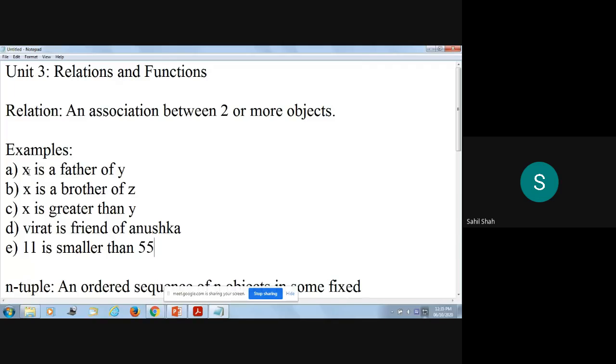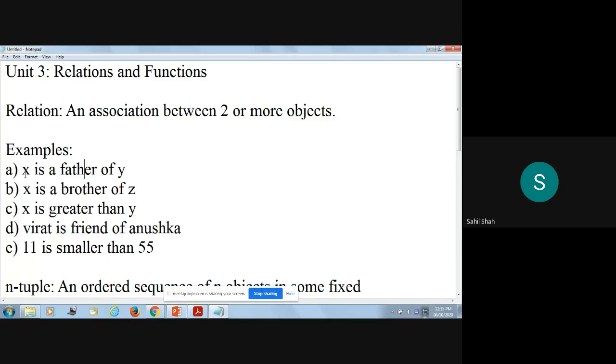So can I say X is in relationship with Y? Yes, it is possible. And for the same, is a father of. This sort of association is used. Remember that while taking a relation, you should be focused on the order of the objects.